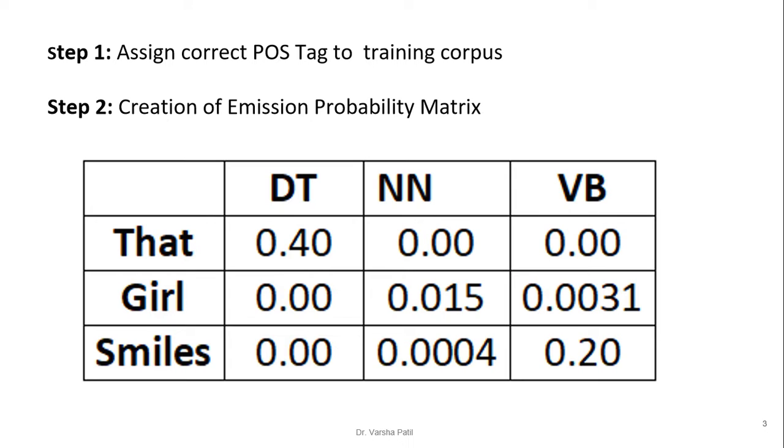Step 2, creation of the emission probability matrix. It is directly given, so we are just representing it. When we see this emission probability matrix, we can find that for the word "that", it has only one part of speech tag, which is determiner. But for "girl" there is an ambiguity because it can represent noun as well as verb. For "smiles" again the ambiguity is there, that is noun is 0.004 and VB is 0.20. So actually the ambiguity is present between noun and verb, but when we solve the problem we can take all of that and also take the solution.